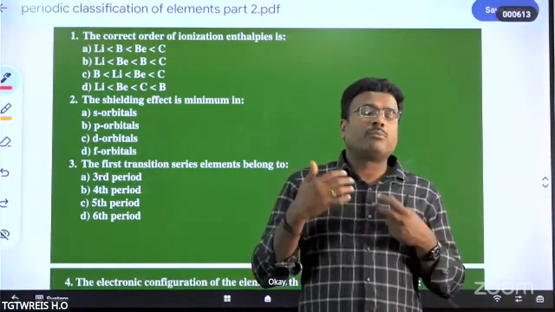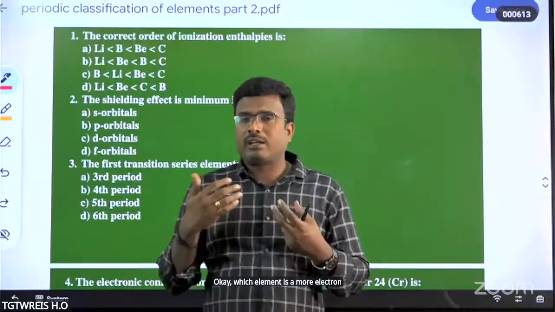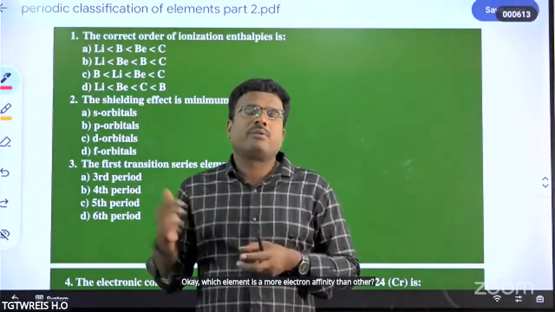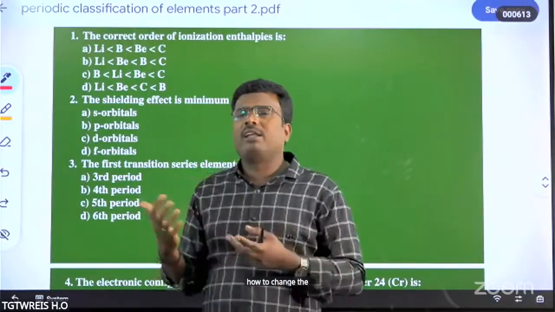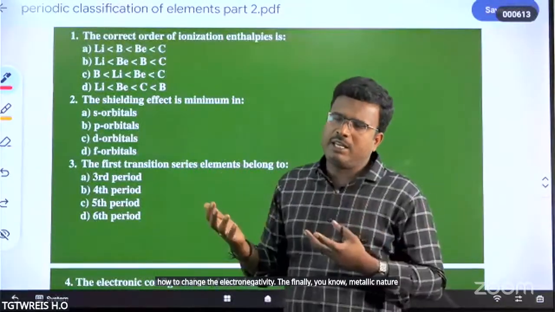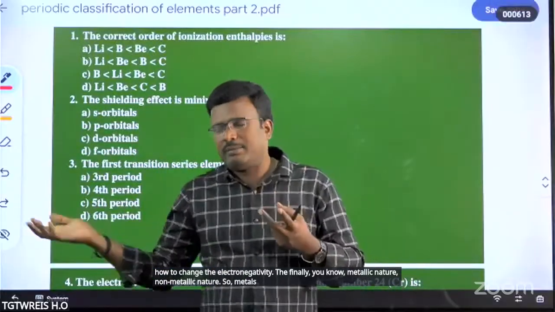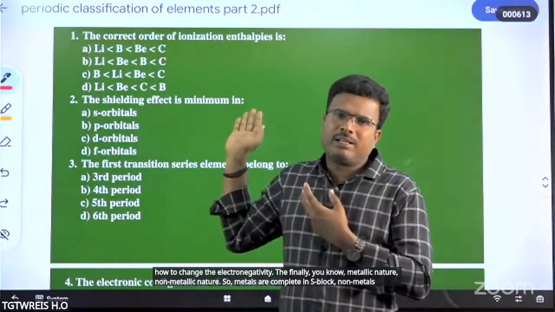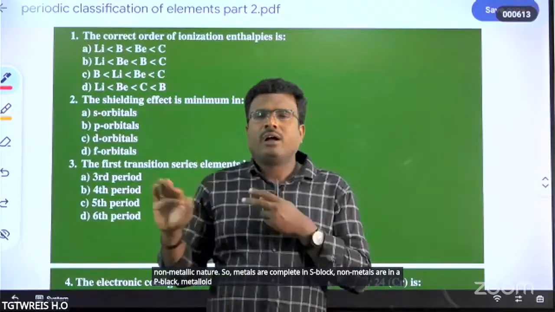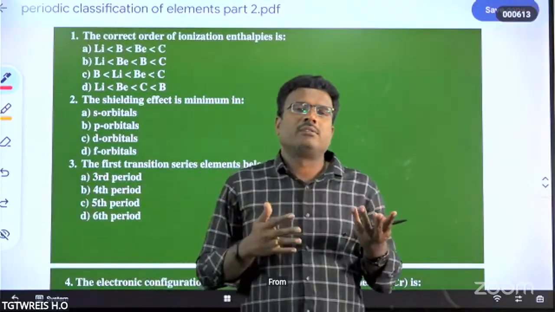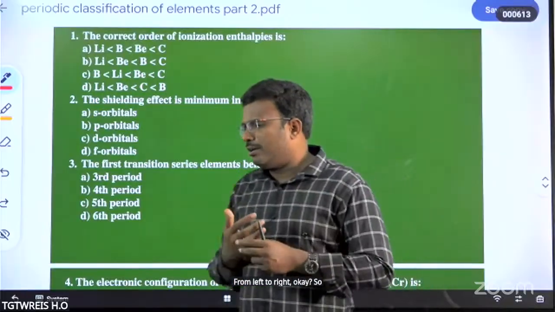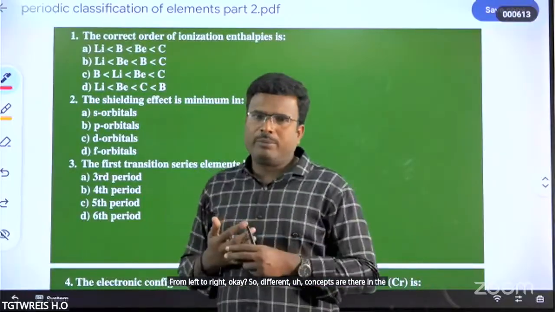Which element has more electron affinity than the other? Then the last one is electronegativity, how it changes. Finally, metallic nature and non-metallic nature. Metals are completely in the S block, non-metals are in the P block, and metalloids are also present in the P block. How do these metals and non-metals vary from left to right? So different concepts are there in the periodic table.